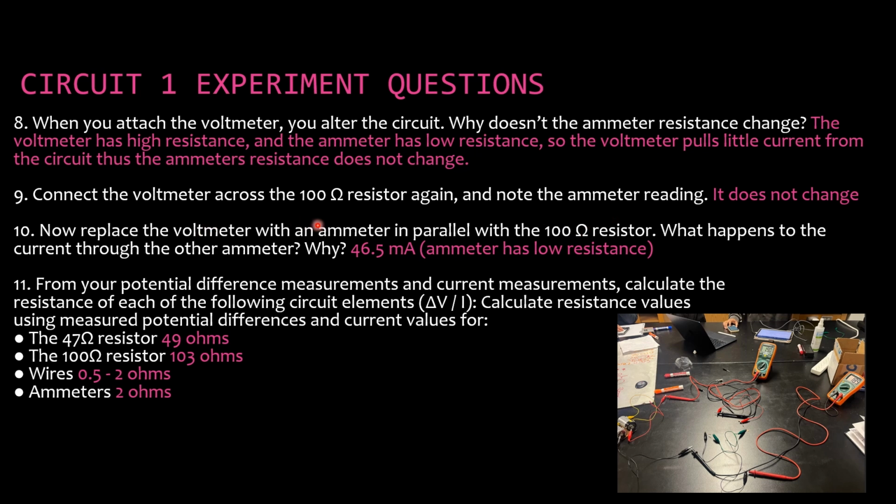Now, if you replace the voltmeter in parallel with the 100 ohm resistor, the reading is now 46.5 milliamps as the ammeter has low resistance. And based on the measurements I got before, I calculated it using V divided by I to find R. And here were the values just right here. They all are within tolerances for the resistors based on their color code and are accepted values, and the same for the wires and ammeters themselves.